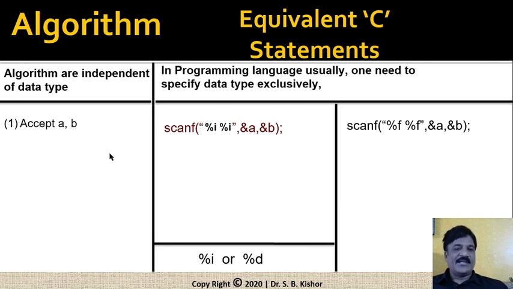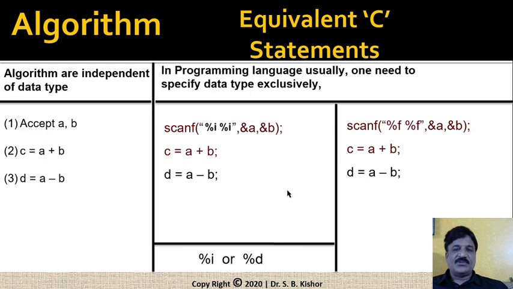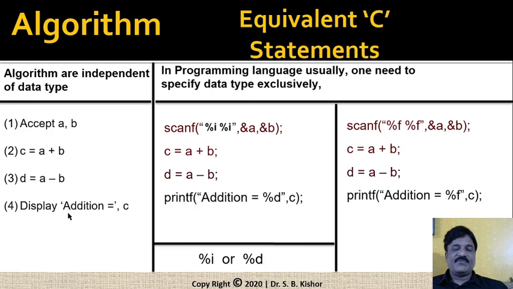Now what about the second statement? C is equal to A plus B. It is almost the same in C language also. C is equal to A minus B, it is also the same. Now printf instead of display. In C language you need to use the printf statement whenever you would like to display a value or a certain result.